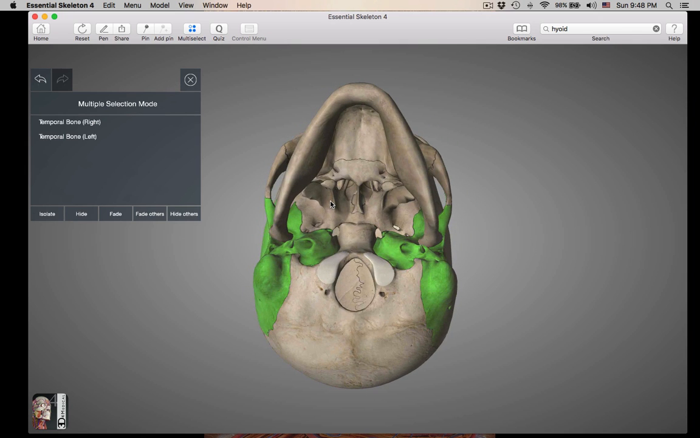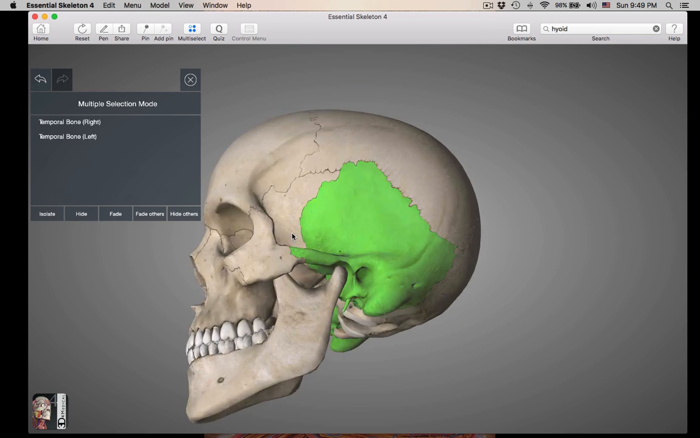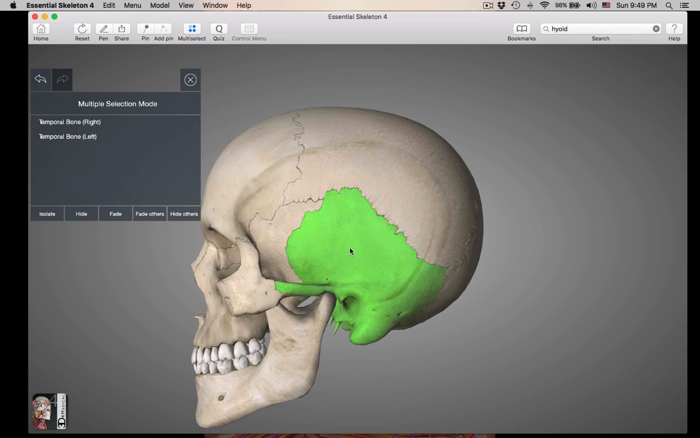And what else is on your list? The squamous suture and the squamous portion of the temporal bone. So the squamous portion, what does squamous mean? You just learned that in the epithelial tissue. Squamous means flat. So this flat and thin part is the squamous portion of the temporal bone.